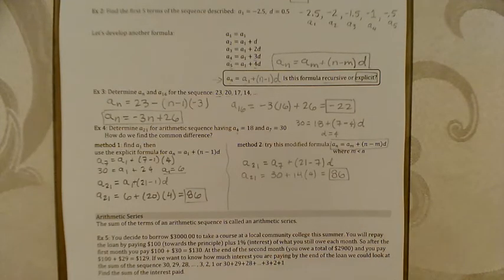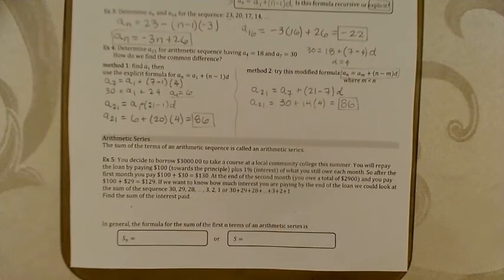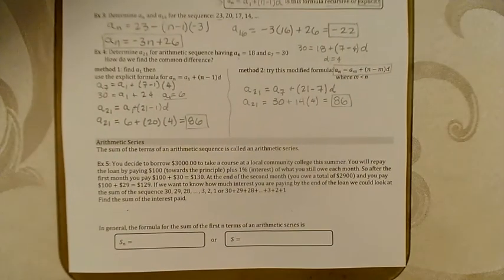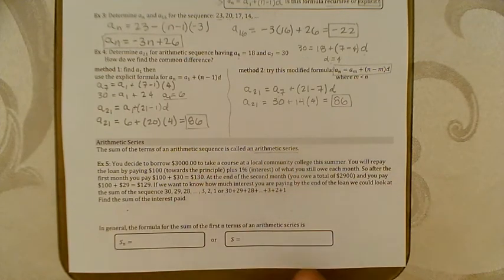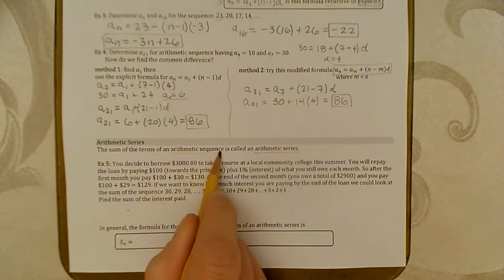Okay, so now let's move on to series. And so it's an arithmetic series. So the only difference here is that the terms aren't going to be separated by commas. Rather, they're going to have plus signs between them. So it's called an arithmetic series if you just add up the terms of an arithmetic sequence.